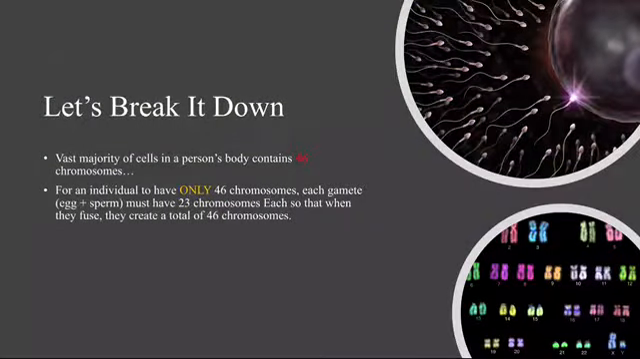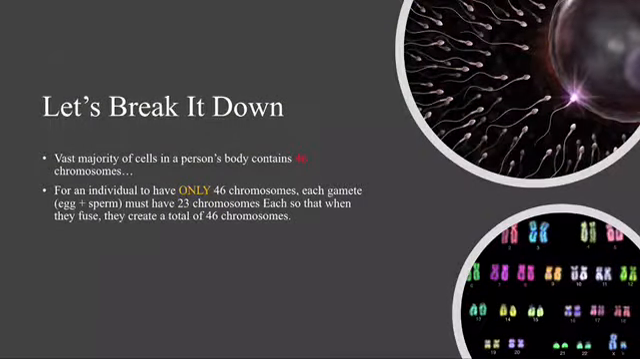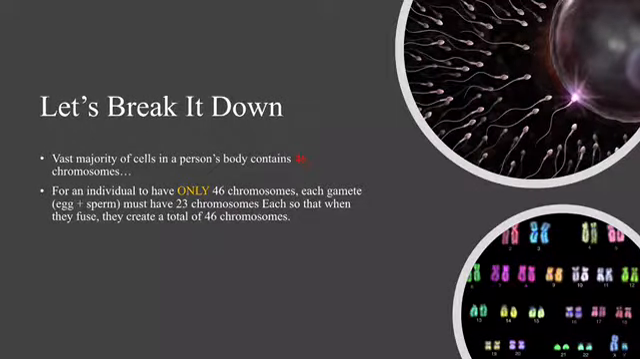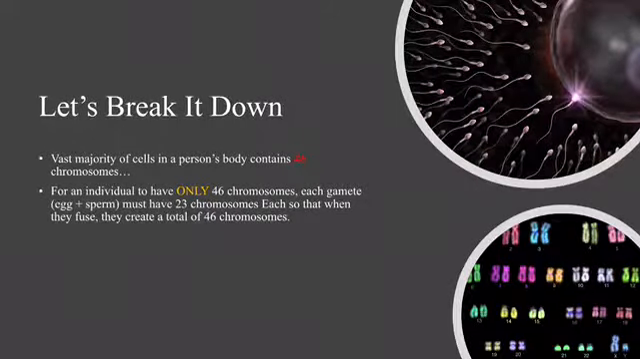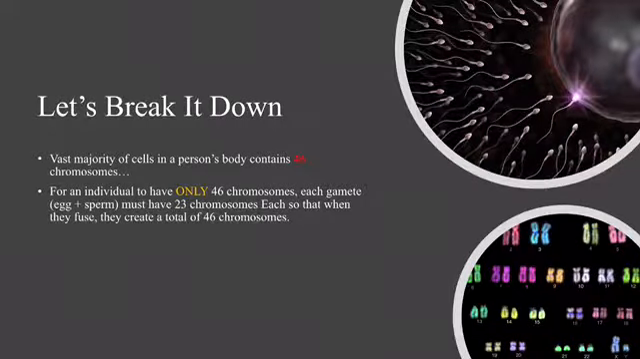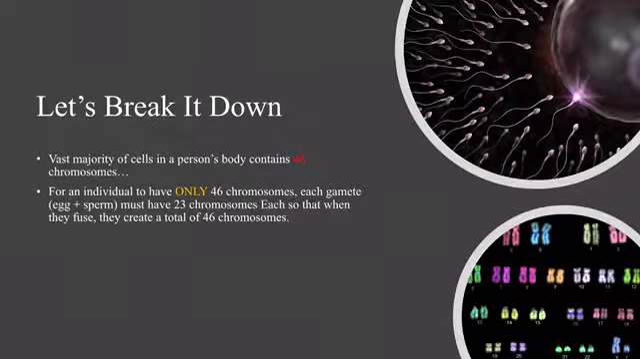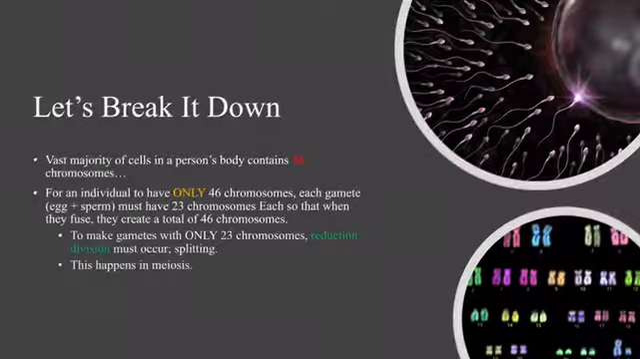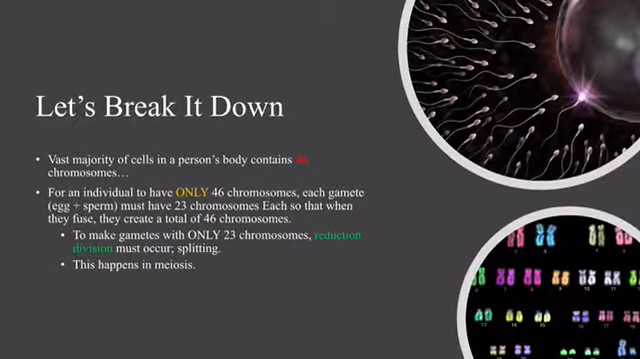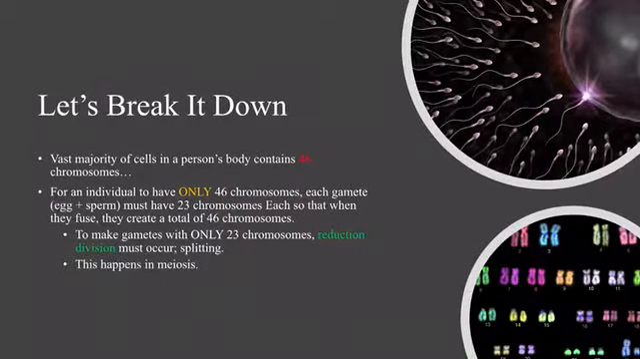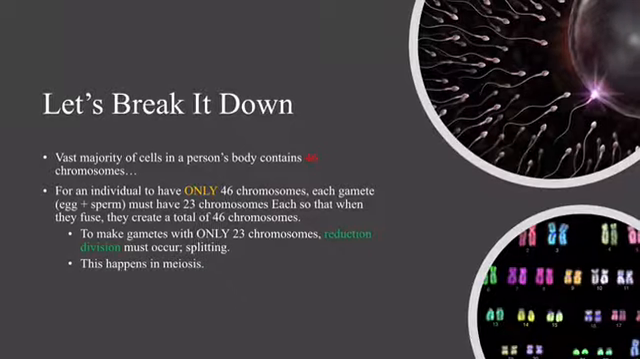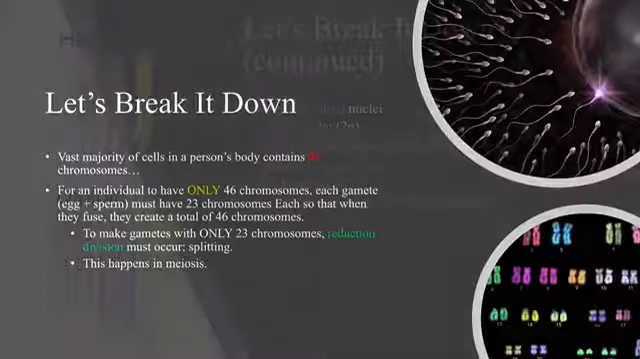The vast majority of cells in a person's body contain 46 chromosomes. For an individual to have only 46 chromosomes, each gamete, so what's that? Remember, an egg and a sperm must have 23 chromosomes each, so that when they fuse, they create a total of 46. To make gametes with only 23 chromosomes, a special process called reductive division must occur, which is theoretically just the splitting of DNA.